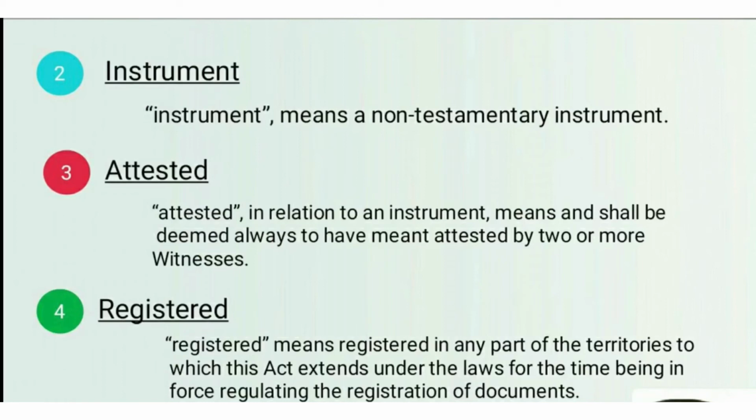Okay. Now, attested. Here it is mentioned that attested, in relation to an instrument, means and shall be deemed always to have meant attested by two or more witnesses. If you didn't understand this definition, no problem, I'm explaining it to you. That's the reason you can't read the TP Act directly. It's not like normal English. So the basic understanding is attested by two or more persons.